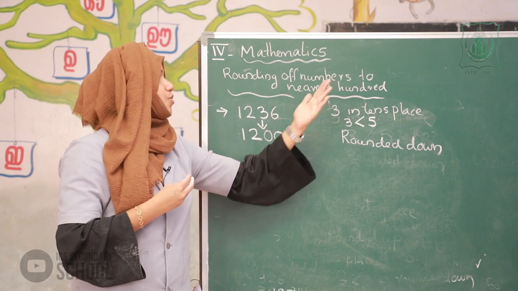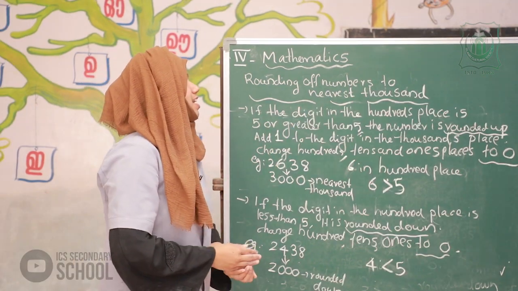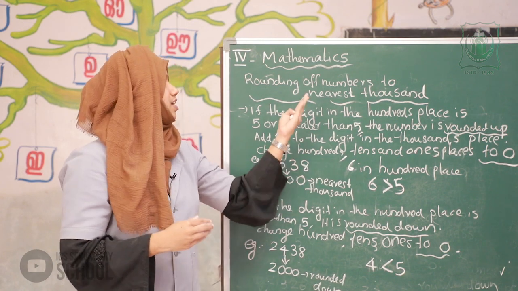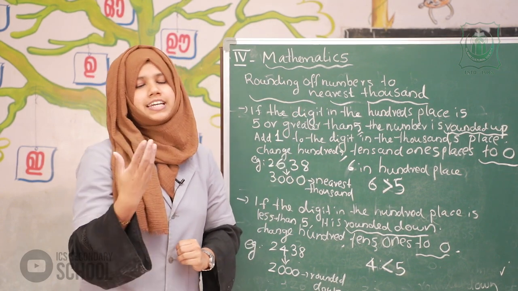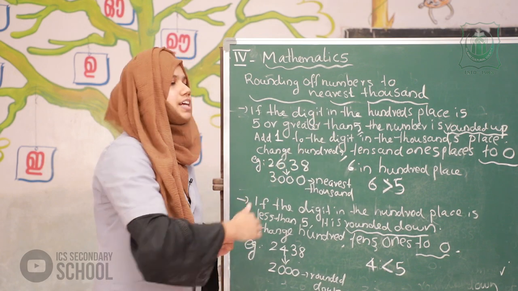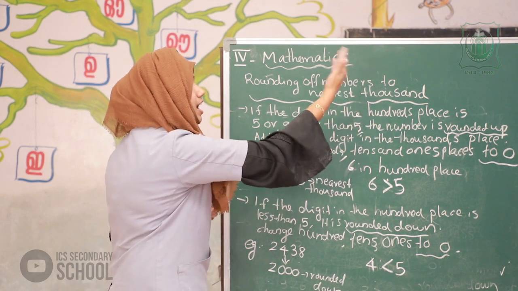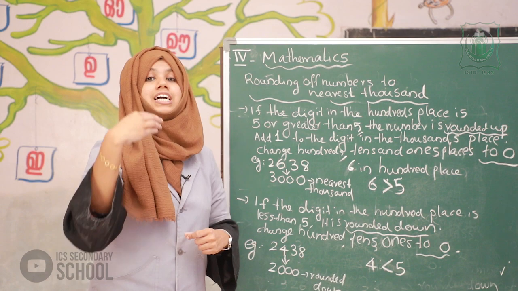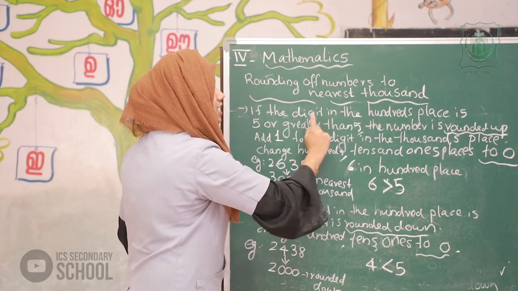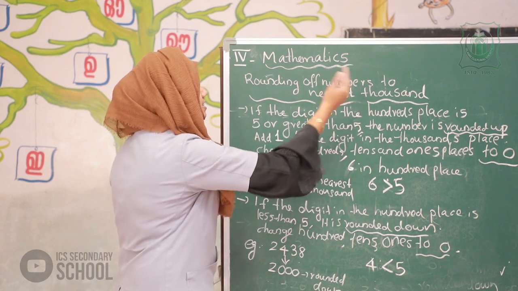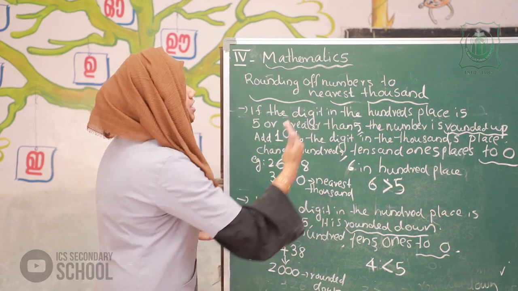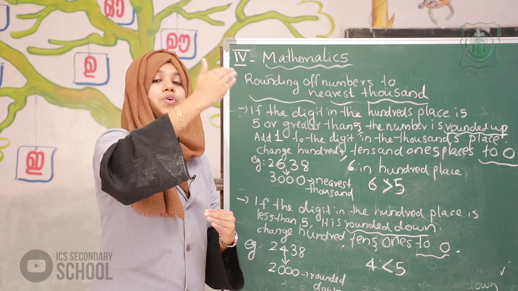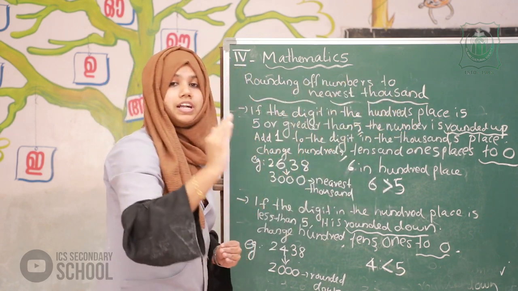Next we can discuss rounding of numbers to nearest 1000. The last is rounding of numbers to nearest 1000. Same as rounding of numbers to nearest tens and hundred, the same rules are there. In the case of 10, look at the ones place. In the case of 100, look at the tens place. And in the case of 1000, look at the hundred place. If that is 5 or greater than 5, the number is rounded up.